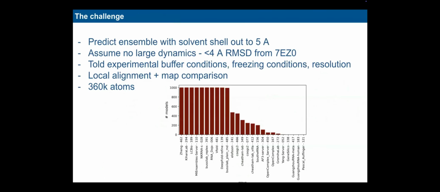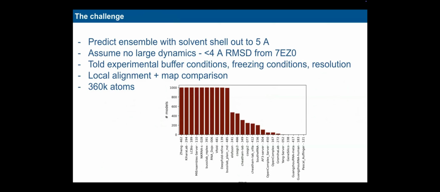So this led to the challenge. The challenge was to predict the ensemble of the solvent shell out to 5 angstroms. We told them not to assume any large dynamics. We're really looking at the core that's well structured. We told predictors the buffer conditions, any information we thought would be pertinent. And then we told them that we were going to be doing local alignment and only comparison to maps.